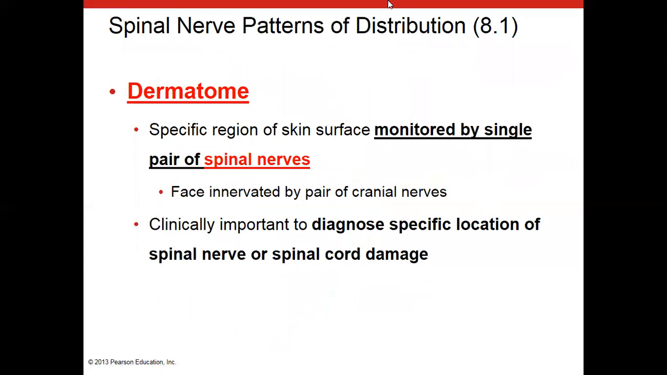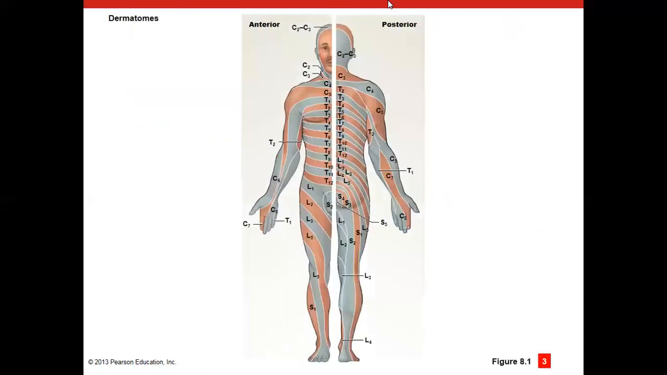Remember, there's 31 spinal nerves on either side of the spinal cord, so there's pairs of them, one on each side. And basically, you can diagnose specific locations of spinal cord damage or spinal nerve damage using these dermatomes. So take a look at what they look like on the next slide.